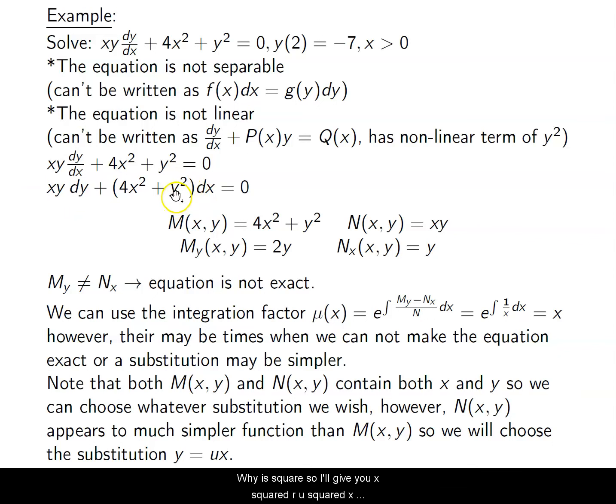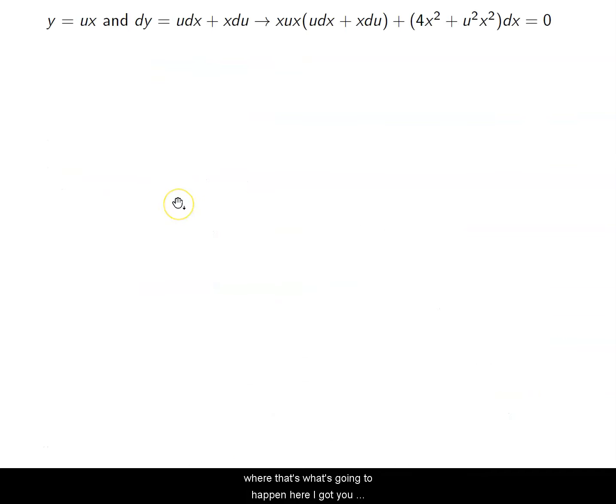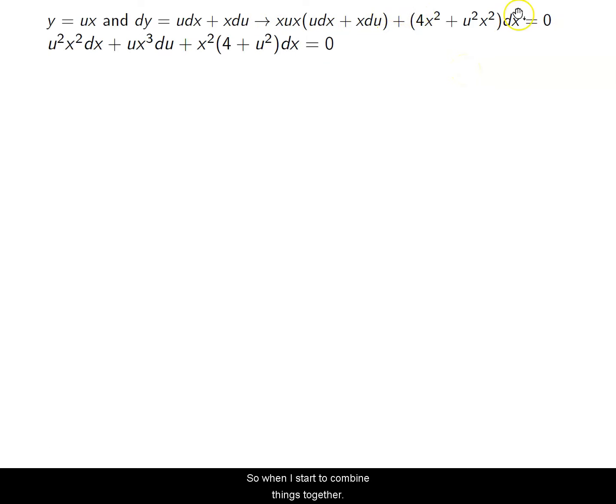Here, y is squared, so I'll get ux squared, or u squared x squared, right? So that's what's going to happen here. I got u squared x squared. I'm going to get x times y times dy. So here's that substitution that I had, right? So when I start to combine things together, I'm going to have u squared x squared dx.